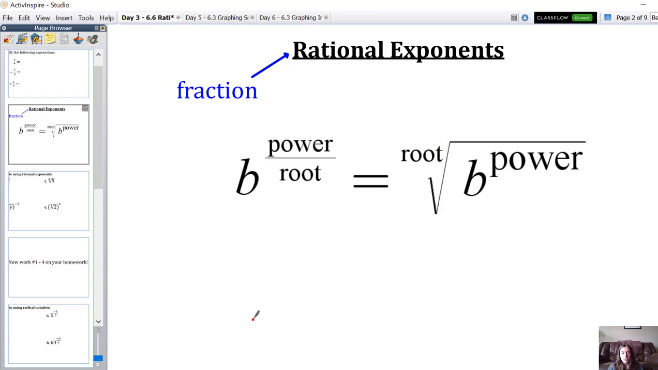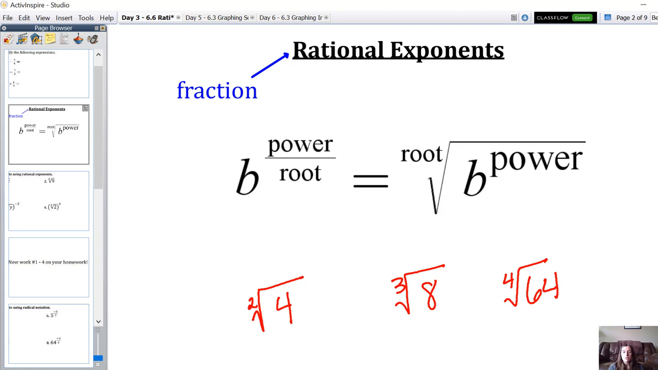So you might have seen before the square root of 4. If it doesn't have a number out here, it's like there's an imaginary 2. You might have also seen the cubed root of 8. That's a cubed root. We might see the fourth root of 64. So all of these are roots. Again, your denominator from your fraction is what root you have.